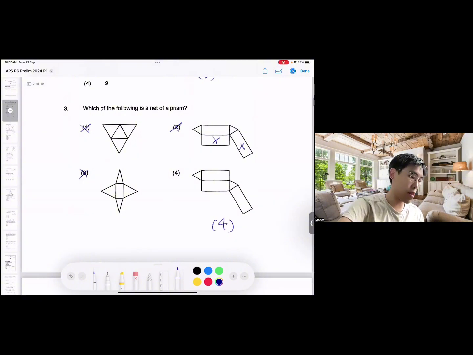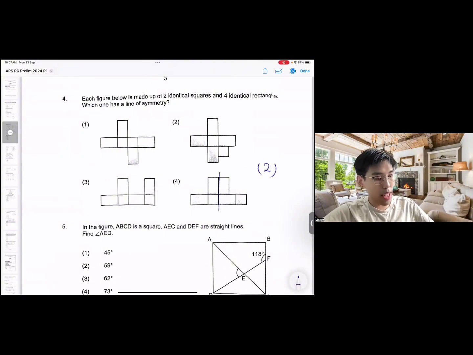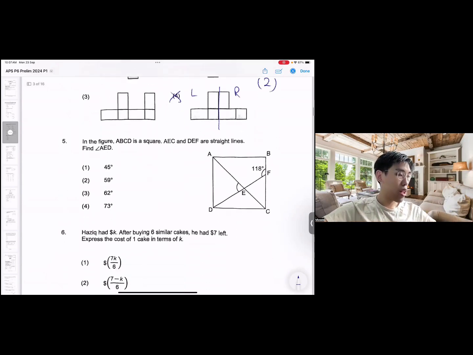Each of the figures below is made out of 2 identical squares and 4 identical rectangles. Which one has a line of symmetry? Option number 2. Some people will ask why option 4 cannot. Option 4 cannot because of the arrangement of the shapes. If you cut it like that, the left side and right side are not symmetrical. So option 4 cannot.